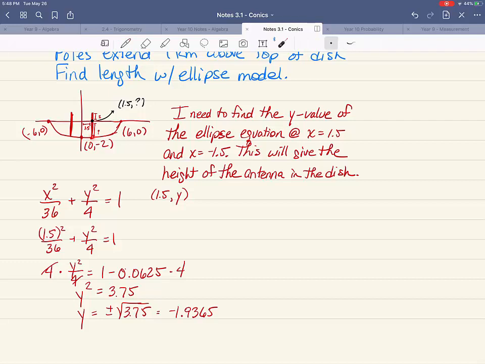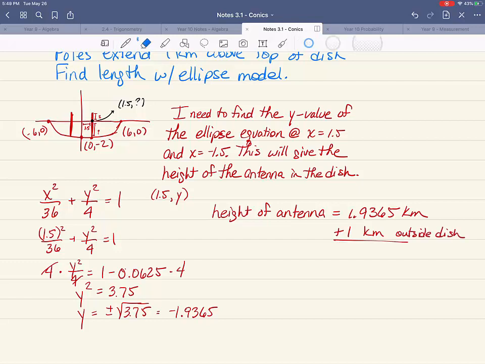Now, the y value is really the point on the curve down there. The point on the curve right here. But I want to know that height. So I need to be a little more specific here. The height of the antenna equals 1.9365 kilometers plus the 1 kilometer outside the dish. So the height of the antenna on the right hand side will be 2.9365 kilometers.